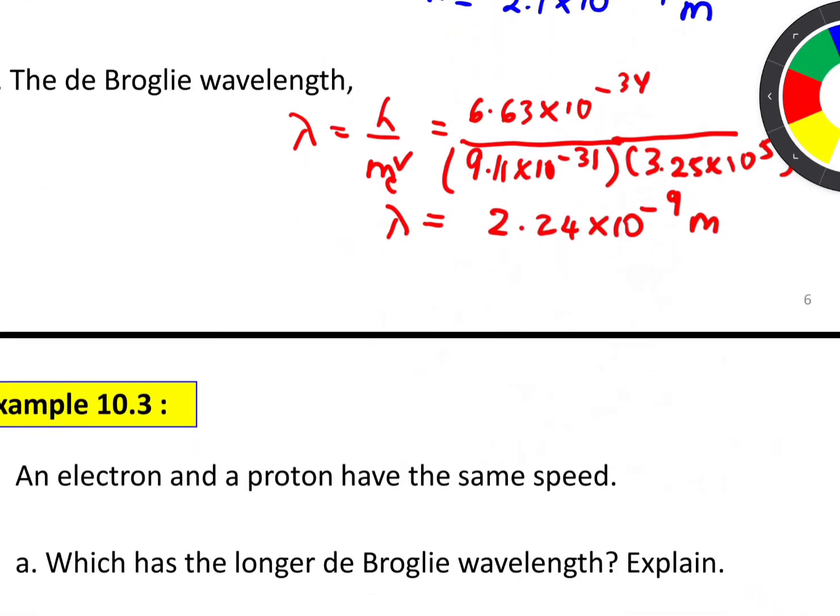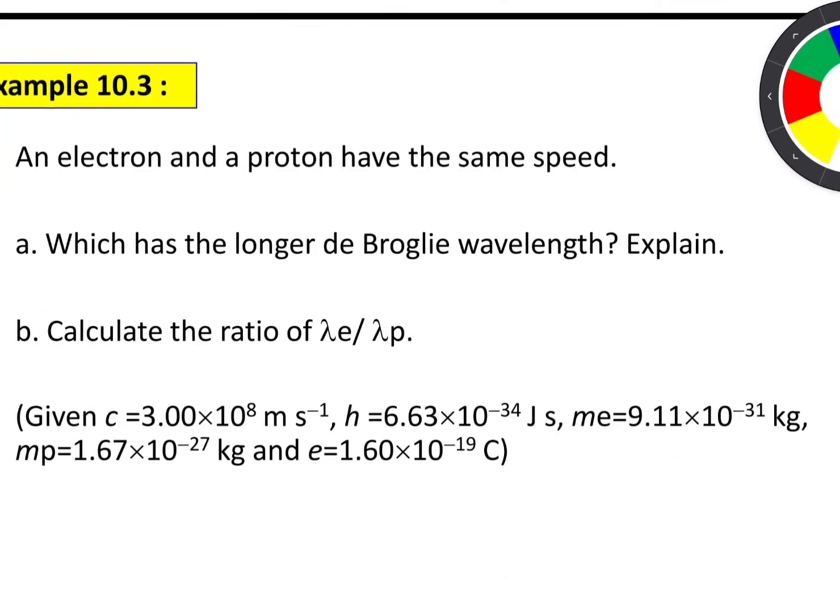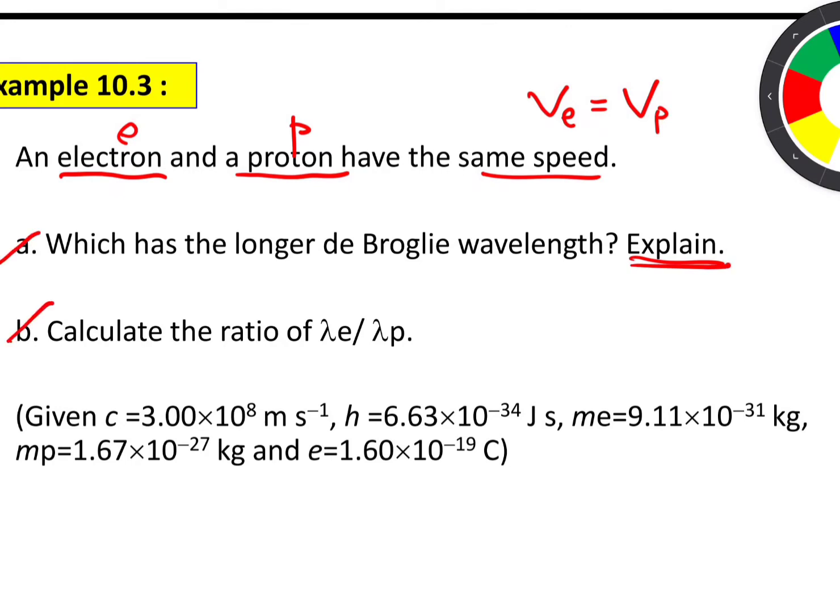Okay, look at the 10.3. Example 10.3, an electron and a proton have the same speed. So v untuk electron is equal to v untuk proton. Okay, which has the longer de Broglie wavelength? Explain. Soalan kedua dia tanya, calculate the ratio of lambda ataupun wavelength bagi elektron over wavelength bagi proton. So dia suruh cari ratio.